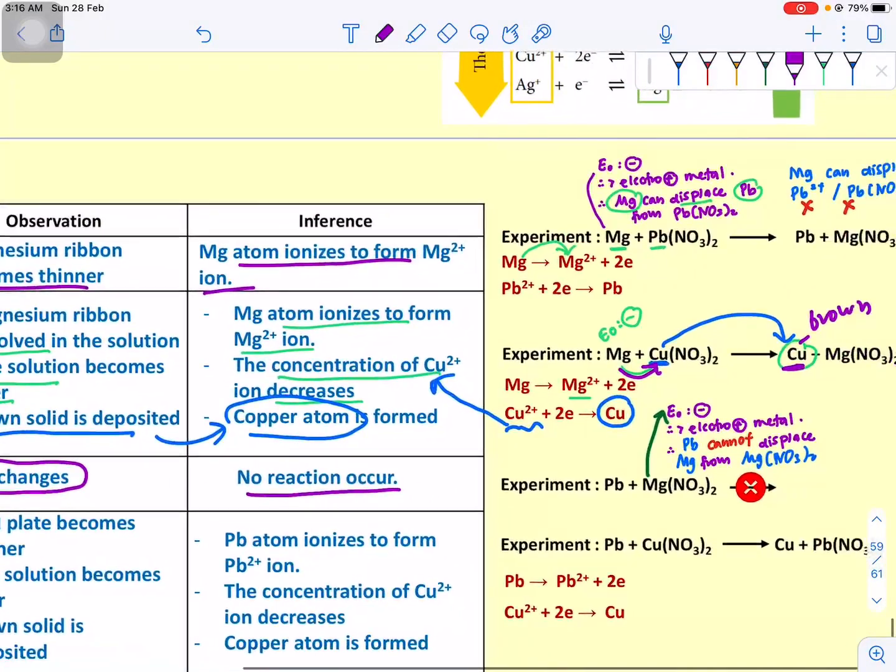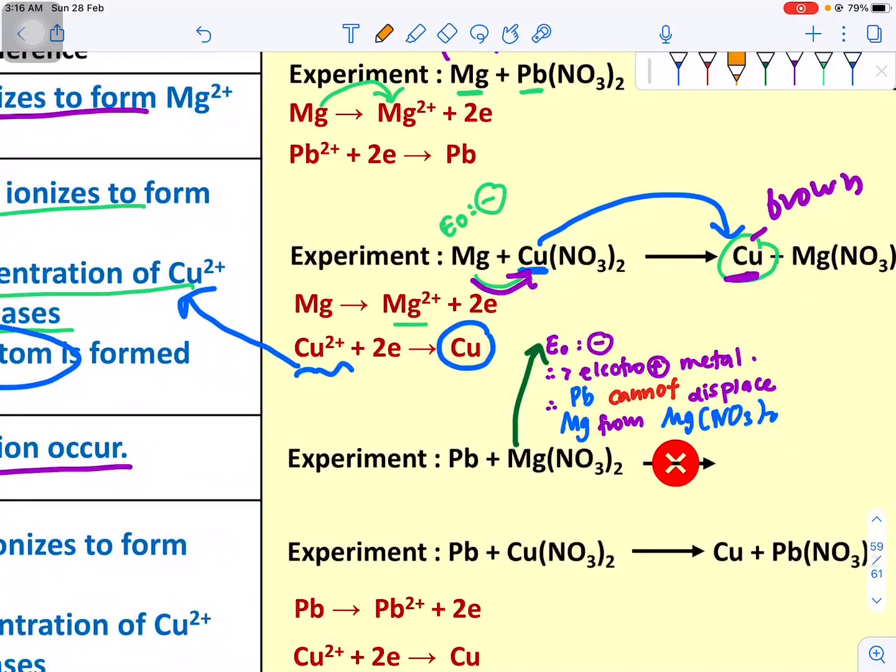Kenapa lead cannot displace magnesium? So look at the situation. When we check the E-node, kita dapati E-node value for magnesium is more negative. So bila E-node magnesium yang more negative daripada Pb punya E-node, maka magnesium lah yang lebih power. Magnesium is more electropositive metal. Bila magnesium yang more electropositive metal, apa Pb boleh buat? Pb tak boleh buat apa-apa. Dia kurang power. So Pb cannot displace magnesium from magnesium nitrate.